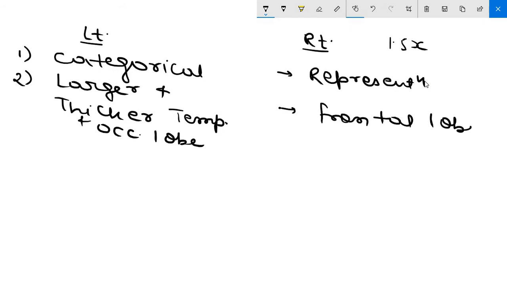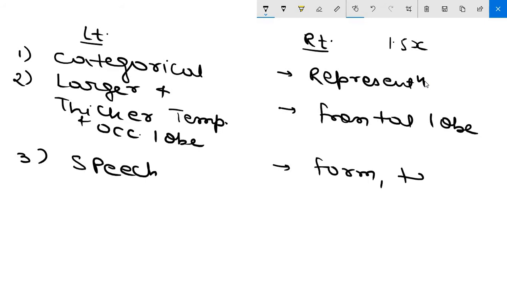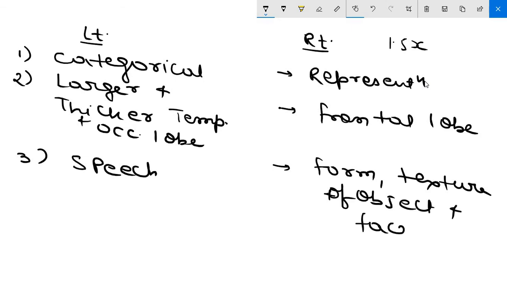your right hemisphere. The third point, the left hemisphere is basically related to speech related functions, whereas your right hemisphere is related to recognizing forms, texture and of an object, and also involved in the recognition of faces.